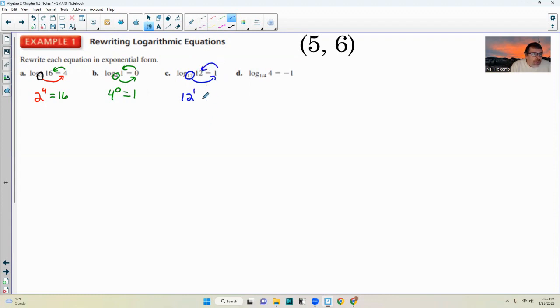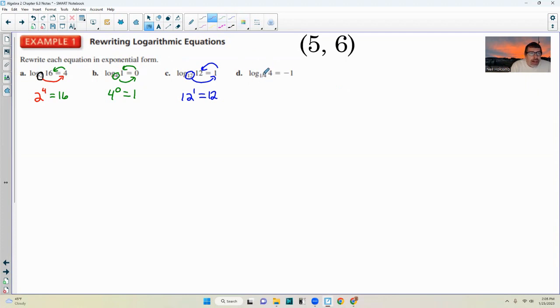And what's over here is the number that you would get if you took your base to that power. 12 to the 1 is 12. So log base 12 of itself is always going to equal 1. And log base something of 1, no matter what your base is, the log base of whatever to the 1 is always going to be 0.